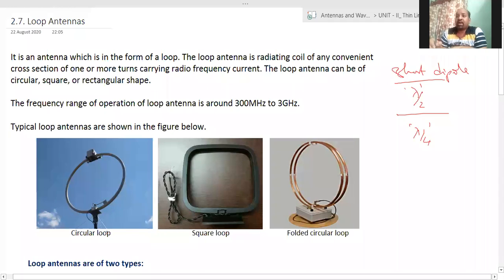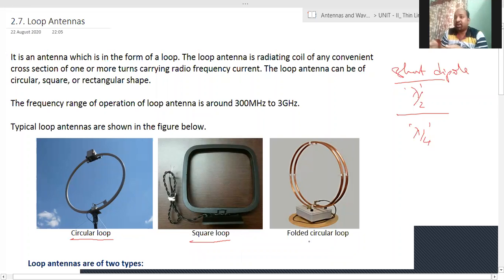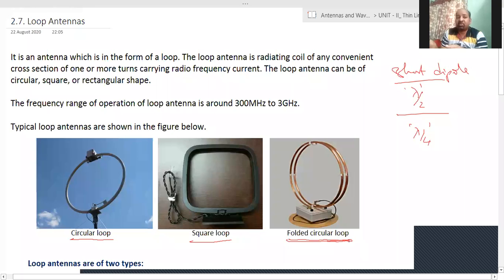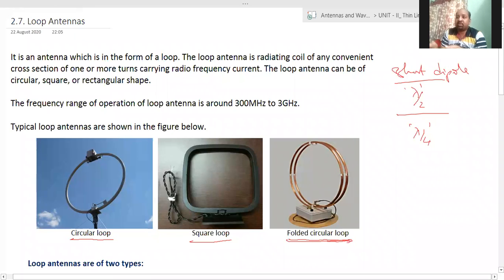So here I have shown a few real-time antennas: circular loop antenna, square loop antenna, folded circular loop antenna, or loop antenna with number of turns.